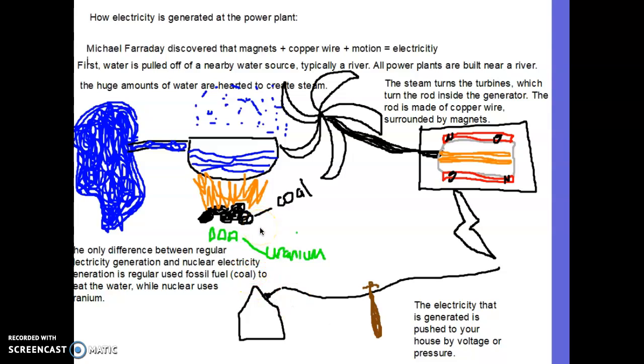So that is a very quick review of how electricity is generated. And again, you should focus on the fact that the only difference between regular power plants and nuclear is that regular power plants use huge amounts of a non-renewable resource like coal to heat the water, and a nuclear power plant uses 3 to 5 pellets that can make enough electricity for tons and tons and tons of coal. So there's your difference.